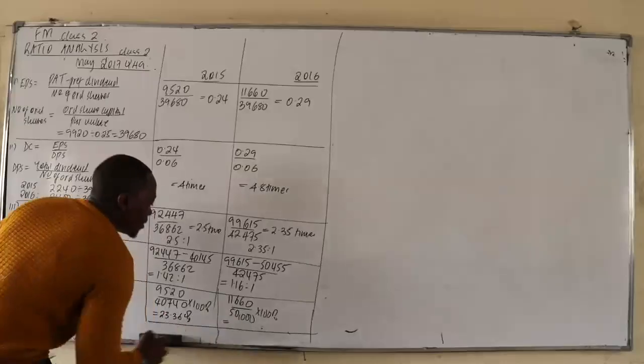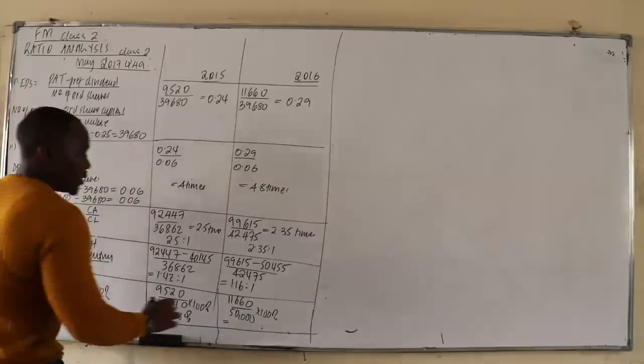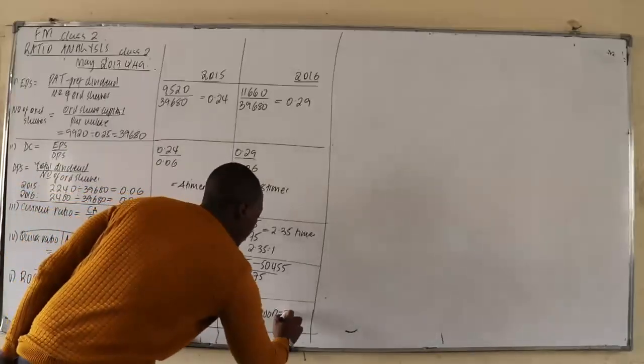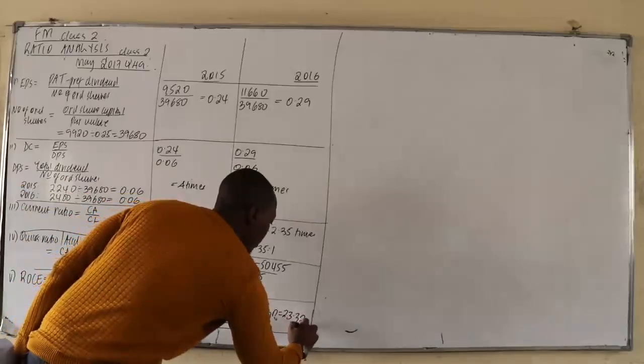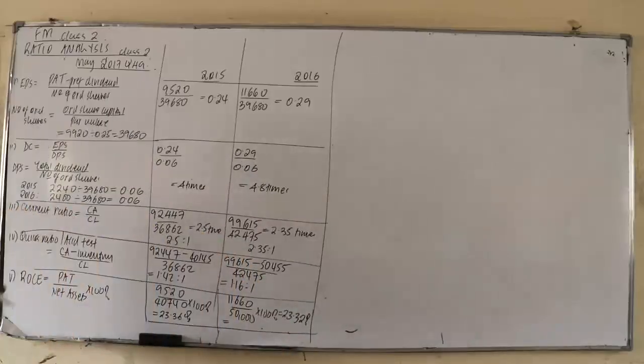23.36%. What about in 2016? 23.32. 23.3. So now you can copy.